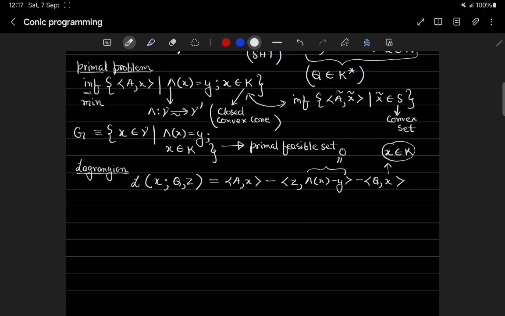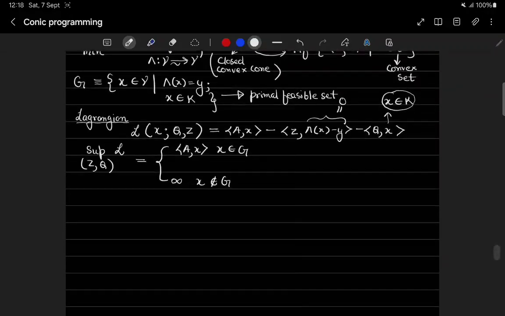Now we can say some important points about this Lagrangian basically. So what we can say is, the supremum over z and q, so I have the Lagrange multipliers. If I take the supremum of the Lagrangian over these, this is equal to two things. It will either be equal to infinity whenever x does not belong to G, or it will be equal to Ax when x belongs to G.